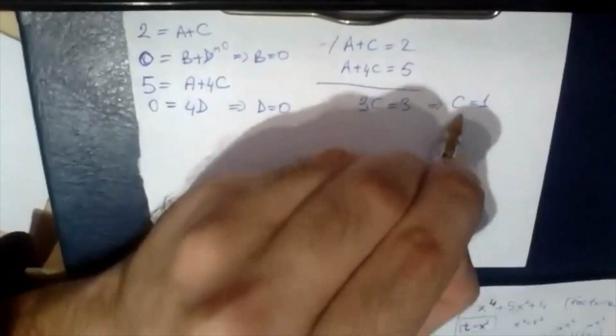Let's write d is equal to 0. So from the second equation, we can find b is equal to 0. What is remaining? a plus c is equal to 2, and a plus 4c is equal to 5. If we subtract the first equation from the second equation, we will have 3c is equal to 3. So c will be equal to 1. When we replace c is equal to 1 here, we will find a is also equal to 1.